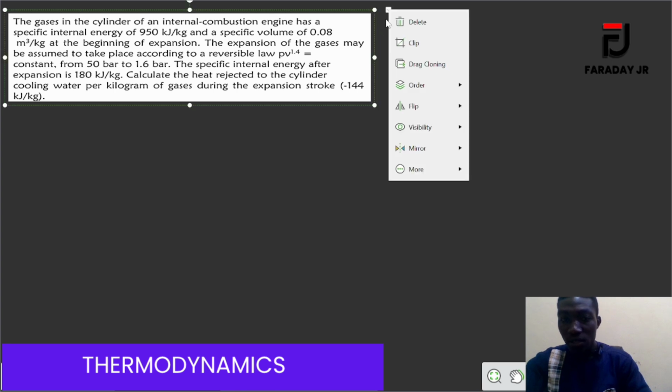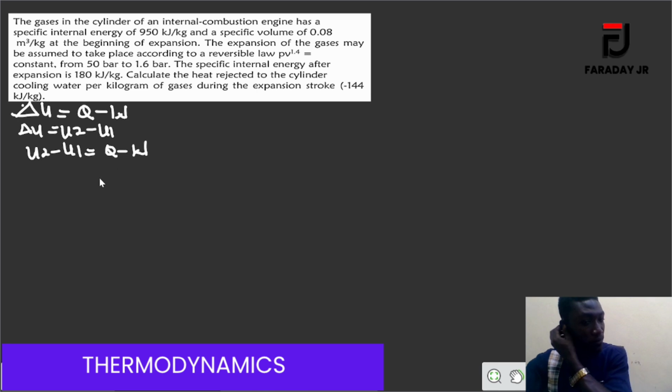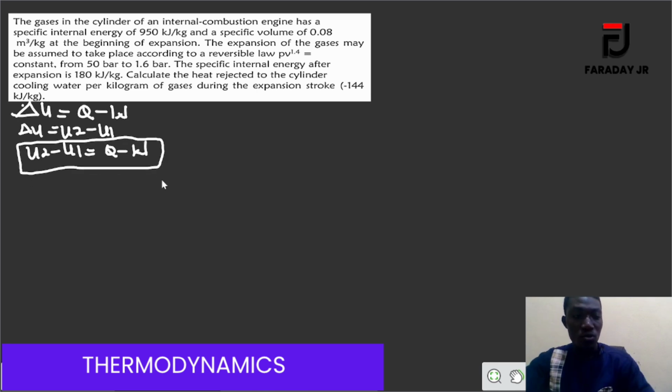The change in U is equal to Q minus W here. Then we know that the change in U is equal to U2 minus U1. So in all, we have U2 minus U1 is equal to Q minus W. This becomes the formula that we're going to use to solve this question.